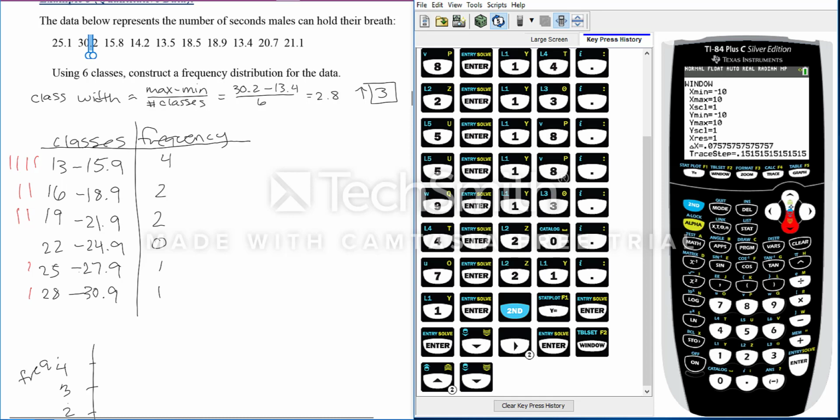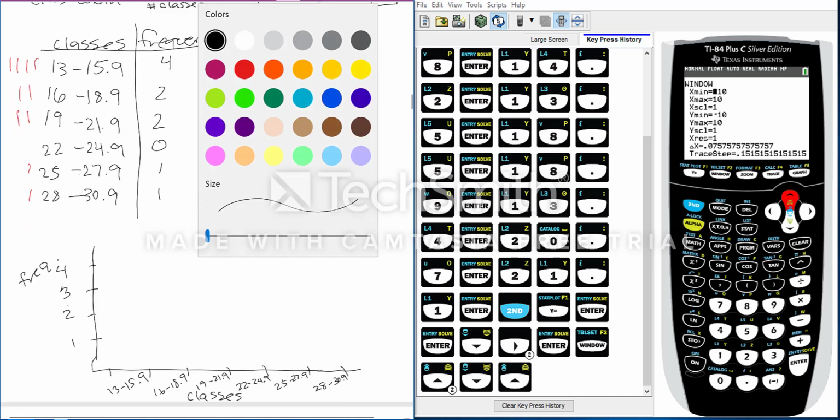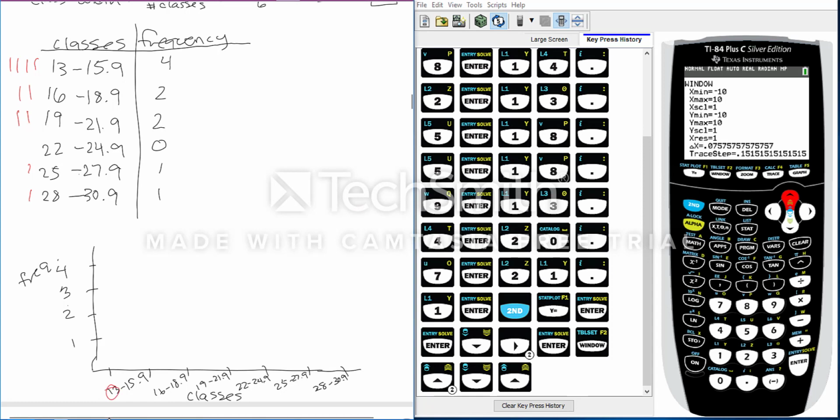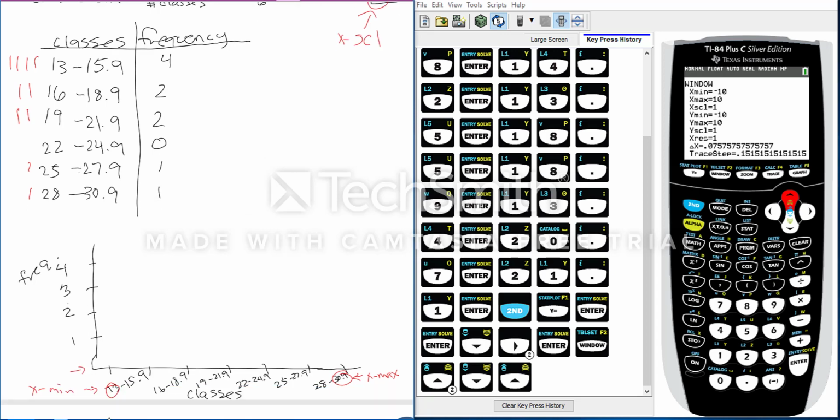So going back to the x minimum, we're going to go ahead and write in a 13. So it's going to be the smallest number in our x-axis that we created. So this is x minimum. Then this is going to be the x maximum. It's just the largest upper class limit. X scale is going to be our class width. And then y minimum, it's always going to be 0. And the y maximum just depends on what's the highest number that you went to on your y-axis.